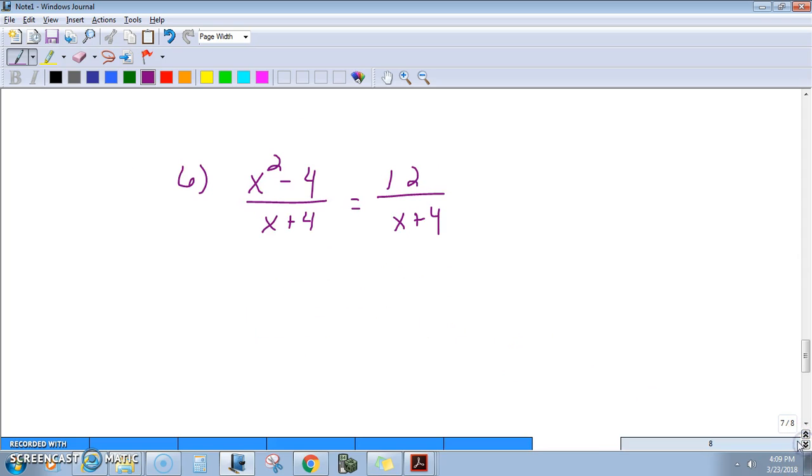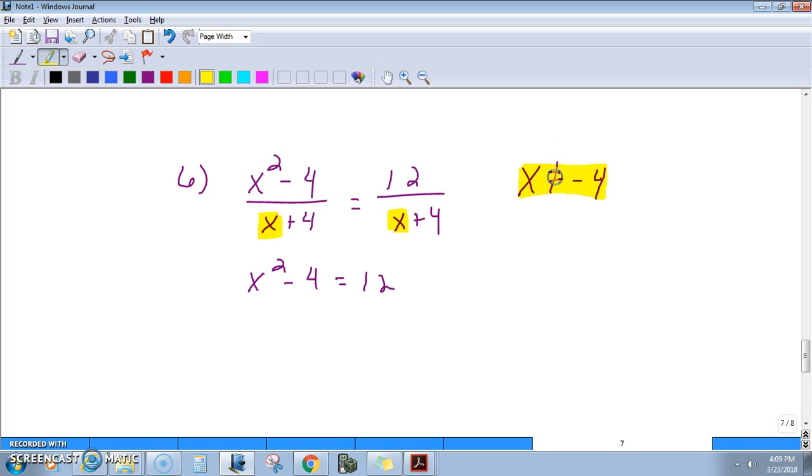Okay. All right, next. Oh, so these both have the same denominator, you guys. So all we're worried about is making the numerators equal to each other. x squared minus 4 is equal to 12. But we do have a restriction. We need to say that x can never be negative 4, because if x is negative 4, in either of these cases, that makes my denominator 0. Okay, so my restriction is that x can never be equal to negative 4. But let's finish solving this.